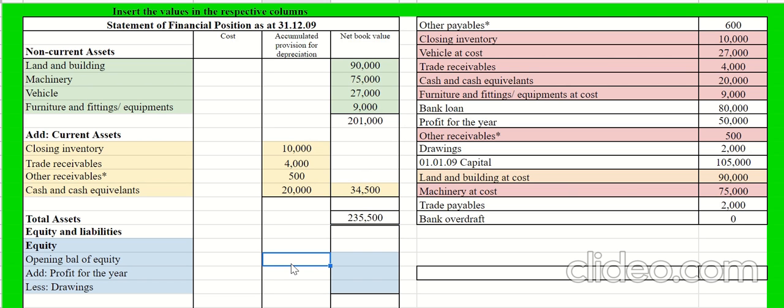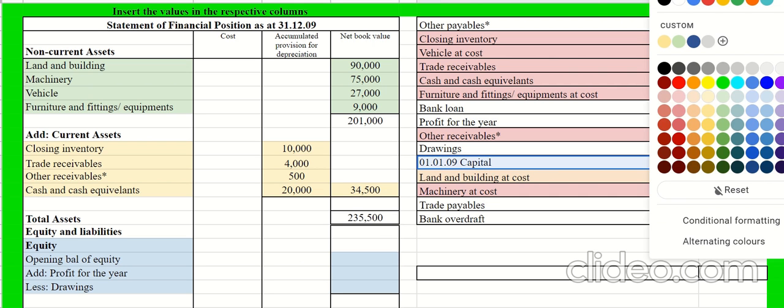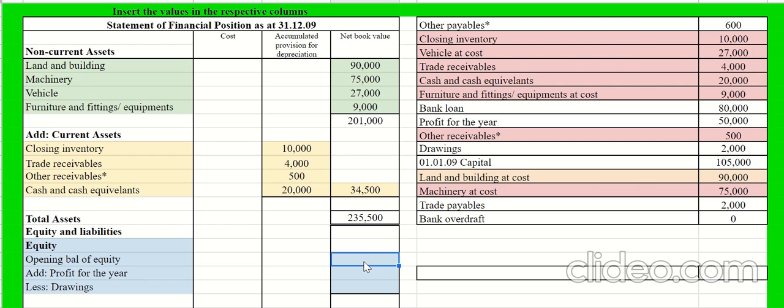Now, we're going to complete the equity part, which has the opening balance of equity or capital, profit for the year, less drawings. So let's include this information in the last column. 1st of Jan 2009 capital, 105,000. So let's enter that over here. Profit for the year is 50,000. You add if it's a profit, if it's a loss, you deduct it.